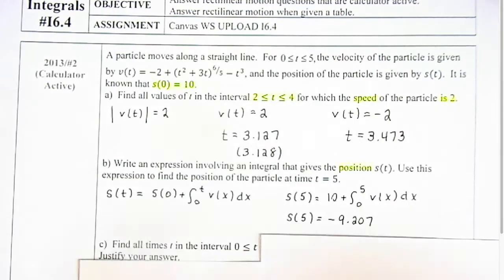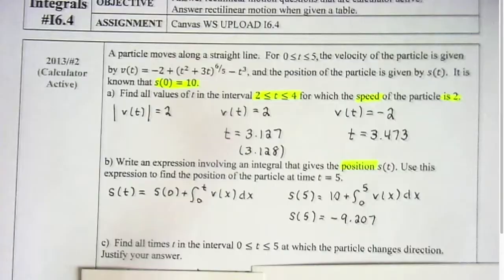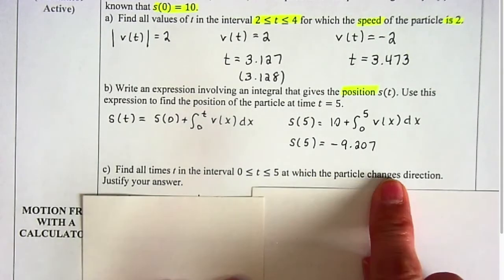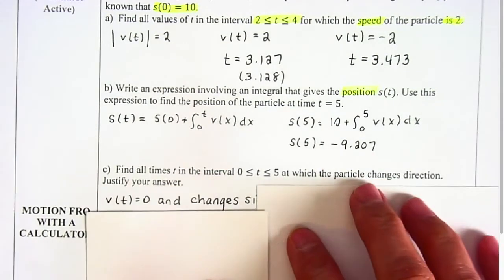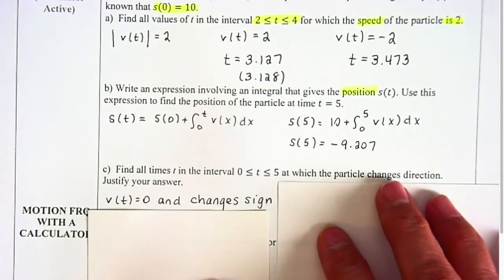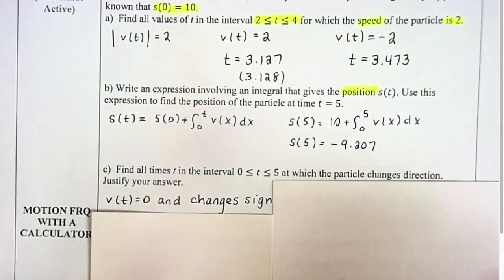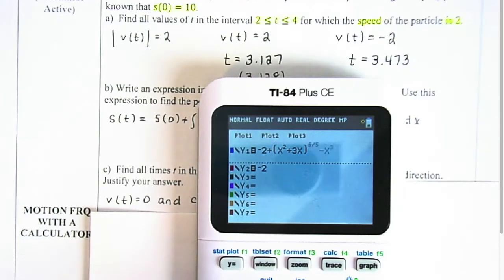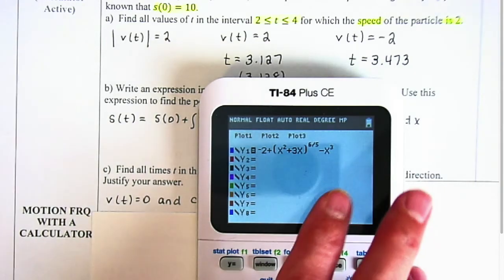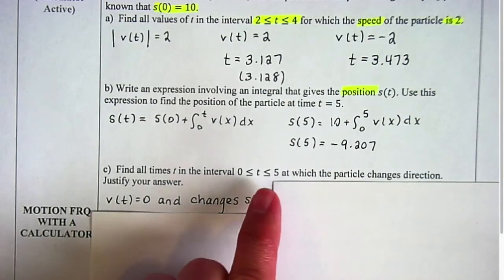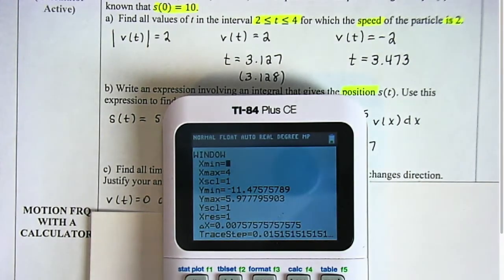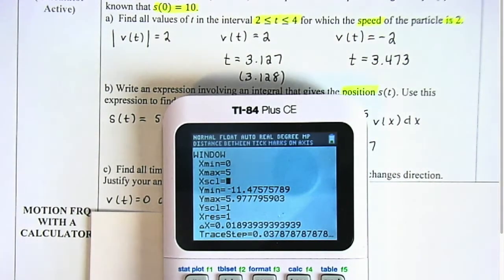On the next part, I'm being asked to find the times when the particle changes direction. So I know a particle changes direction when the velocity equals 0 and changes sign. And I have my velocity equation sitting here in my calculator. So I'm going to get rid of that -2 that I used in part A. I'm given a time interval here from 0 to 5. So on my calculator, I'm going to set my window to reflect that time interval from 0 to 5.